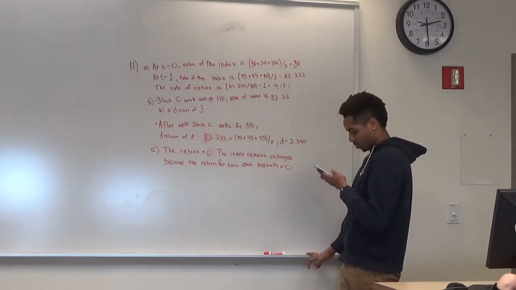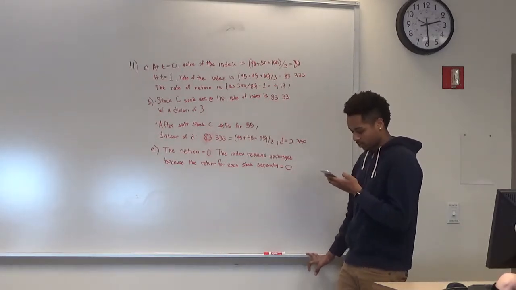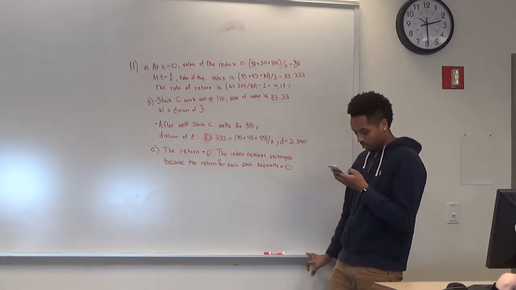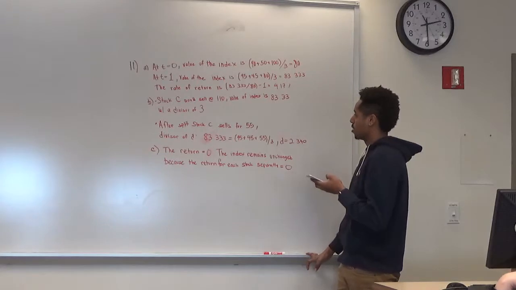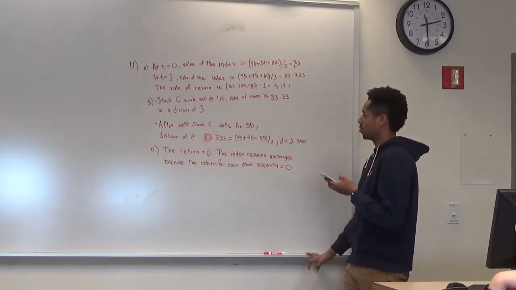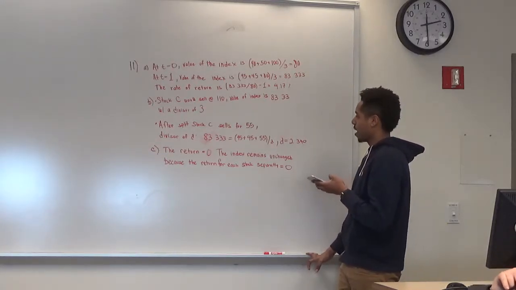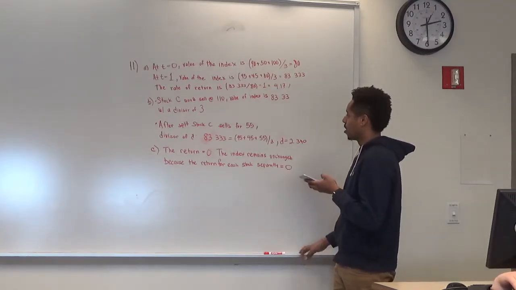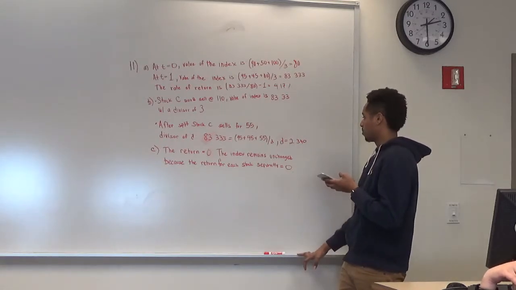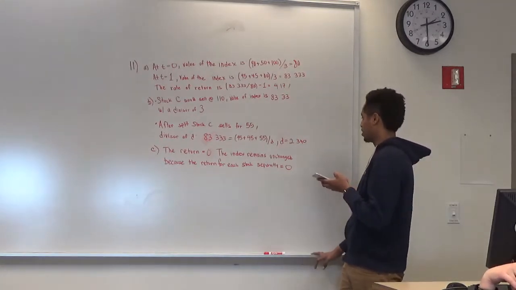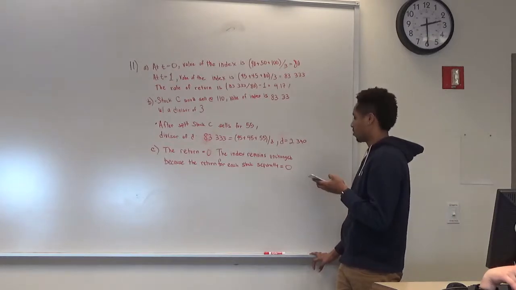And for B, it was what must happen to the divisor of the price-weighted index in year 2. And so stock C would sell at 110 and the value of the index is 83.3 with a divisor of 3. After the split, stock C sells for 55 and the divisor D, so you do 83.333 equals 95 plus 55 divided by D, and D equals 2.340.